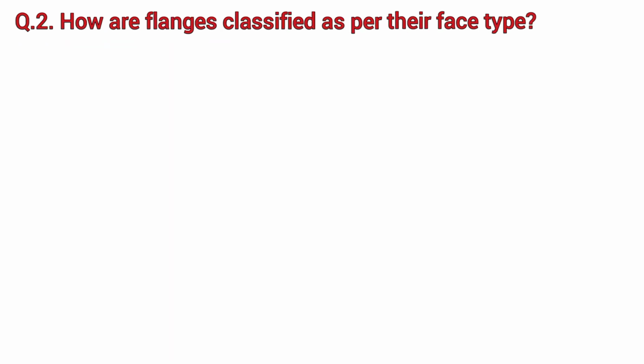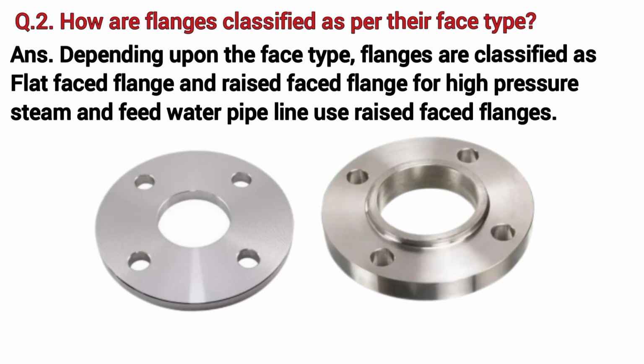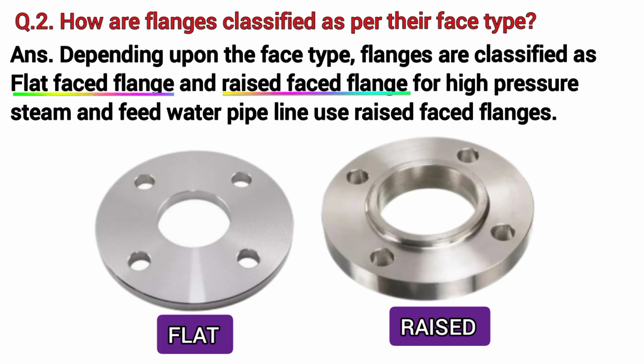How are flanges classified as per their face type? Depending upon the face type, flanges are classified as flat-faced flange and raised-faced flange. For high-pressure steam and feed water pipeline use raised-faced flanges.